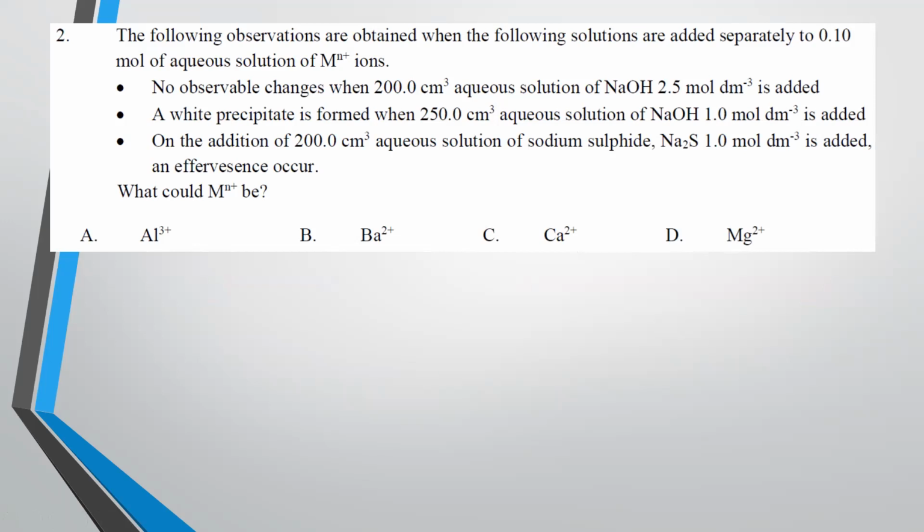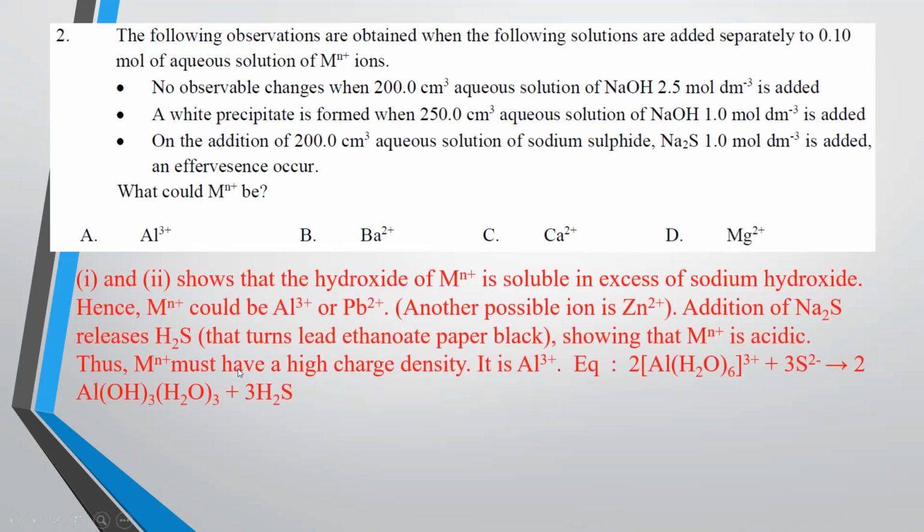What this question is actually trying to ask is that observations 1 and 2 show that the hydroxide of the Mn plus is soluble in excess sodium hydroxide. So Mn plus could be aluminium or lead. Another possibility is zinc. Addition of Na2S releases H2S that gives effervescence. Okay, and this is a very specific case for lead ethanoate, where the lead will become black. In other words, it is not lead, showing that Mn plus is acidic. So Mn plus must have a high charge density. Therefore, Mn plus that we are talking about here is aluminium.